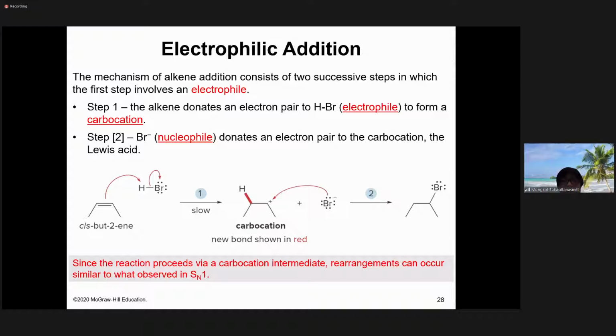Can you write them all? Can I move to the next slide?